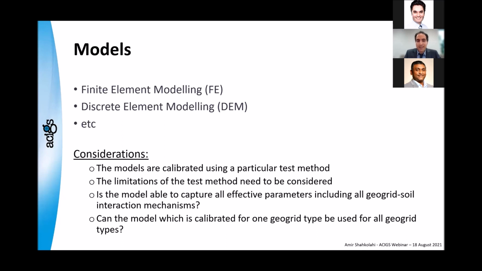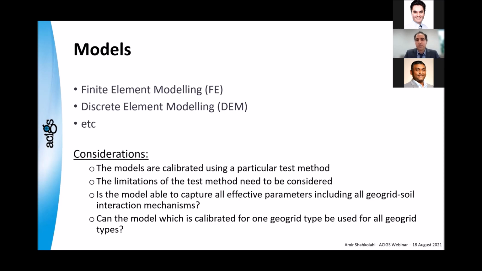Now we should know, is the model that we are developing capturing all the effective parameters for soil geogrid interaction that we discussed? This is one of the main important things to have a model. Can a model which is calibrated for one geogrid be used directly for other geogrids? May not. It may be necessary to calibrate it for all other geogrids.